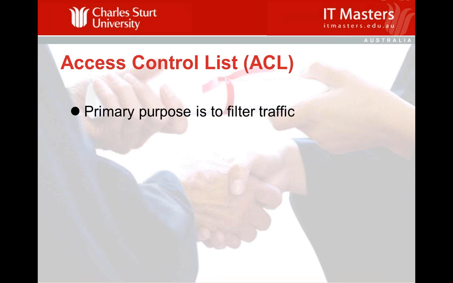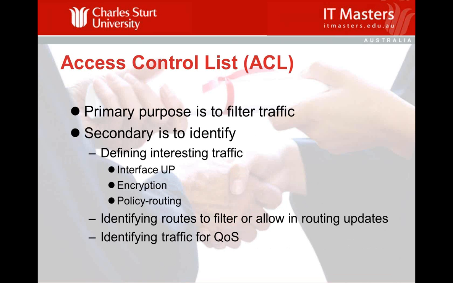So the primary purpose is to filter traffic. Secondary is to identify. The steps with this are we need to define some interesting traffic. This can be traffic to bring an interface up, for instance, we want to bring our dial interface up. Or we want to encrypt some traffic. We've got some traffic going across a link that needs to be encrypted, other traffic that doesn't. We use an access list to identify that traffic and say that goes down the encrypted tunnel or it doesn't.